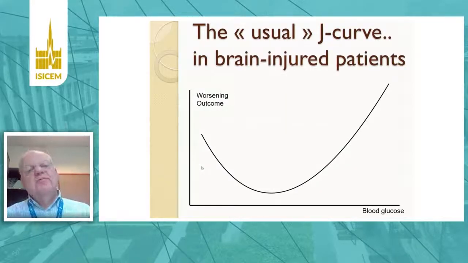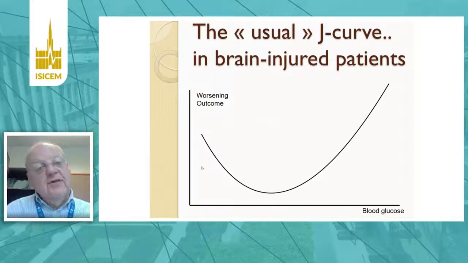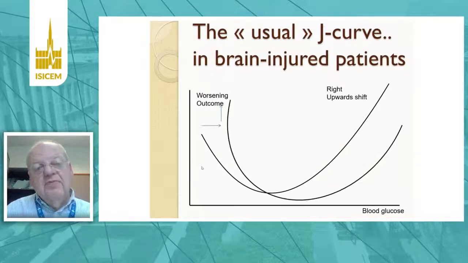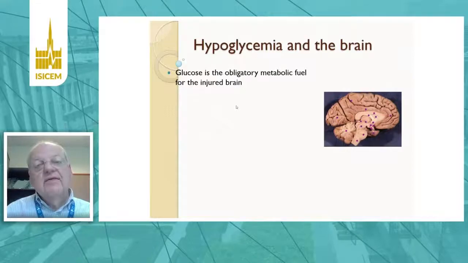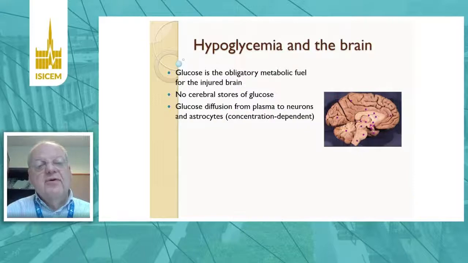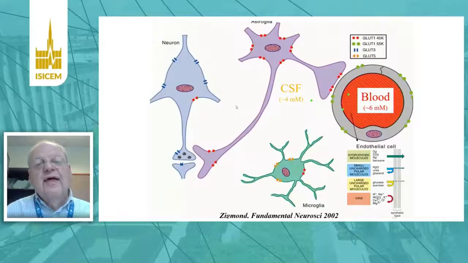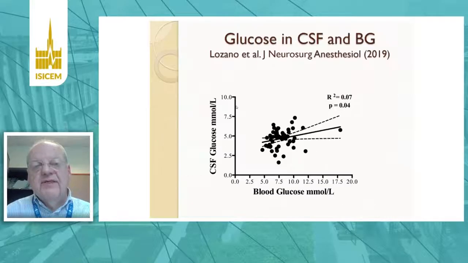So in brain injured patients, we know that the J curve can also be drawn in those patients with a right and upwards shift, meaning that hypoglycemia is really the worst that you can do in a patient with brain injury. Hypoglycemia is very deleterious for the brain because glucose is the obligatory fuel. There are no cerebral stores of glucose, and the transporters into neurons and astrocytes are very sensitive to changes in the glucose concentration in the cerebrospinal fluid.